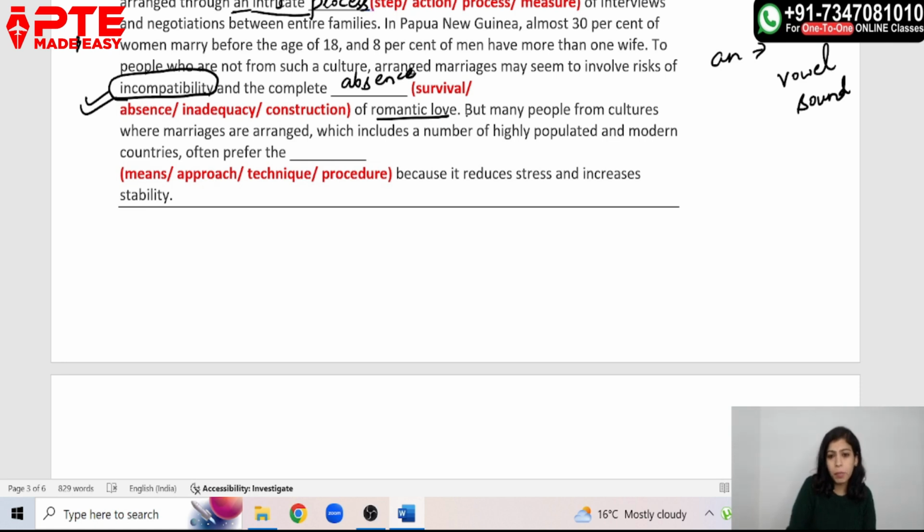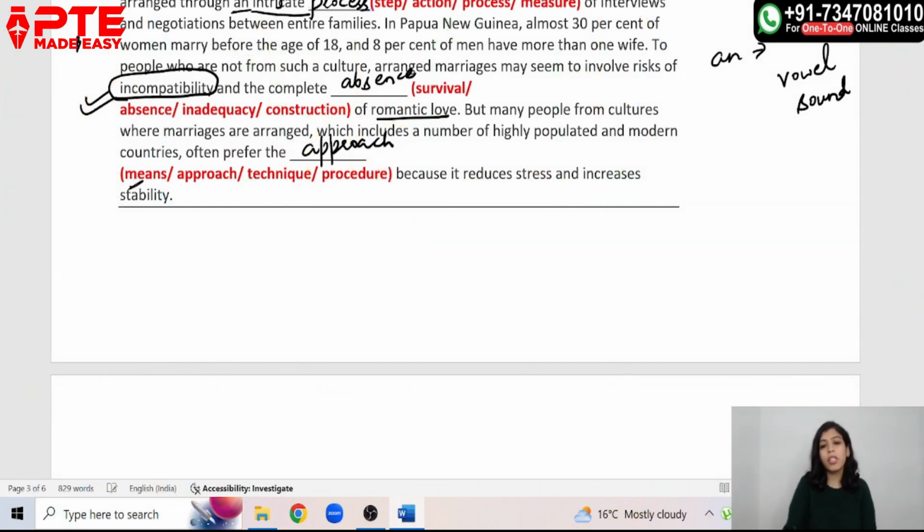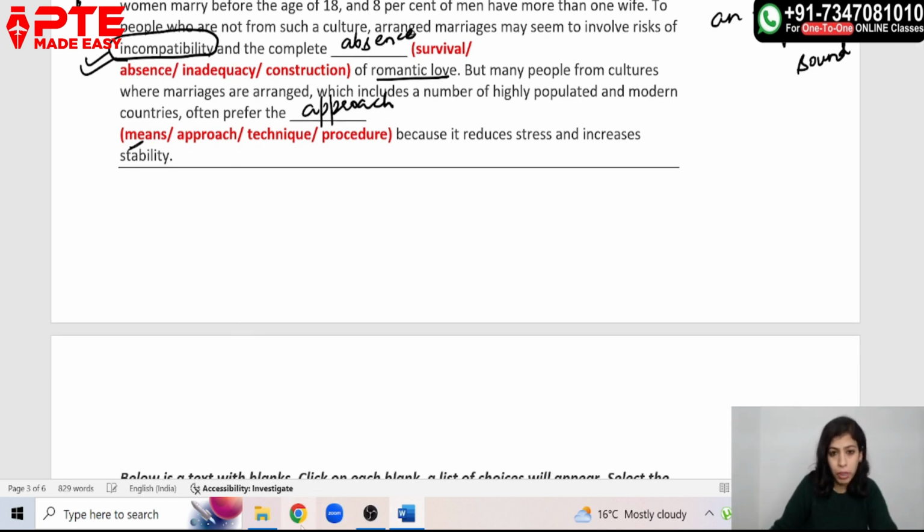Now look at the next sentence. But many people from cultures where marriages are arranged, which includes a number of highly populated and modern countries, often prefer the approach. So some particular process we were talking about, often prefer this approach. It is not a medium or a source, it is a process, a method. So we are going to use often prefer this approach, because it reduces stress and increases stability. So this is the way you are going to do it.